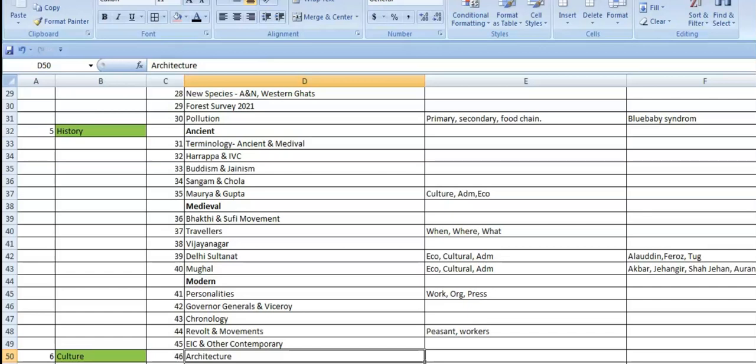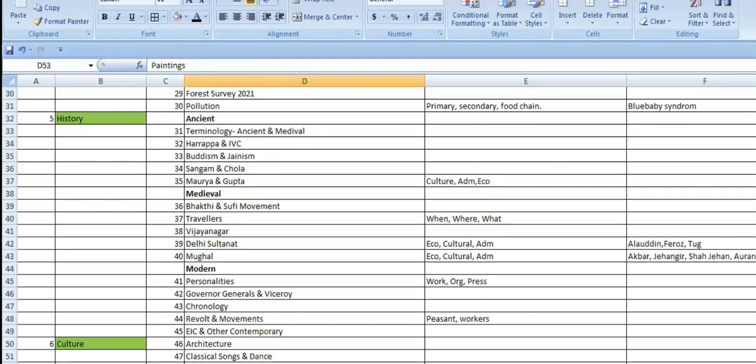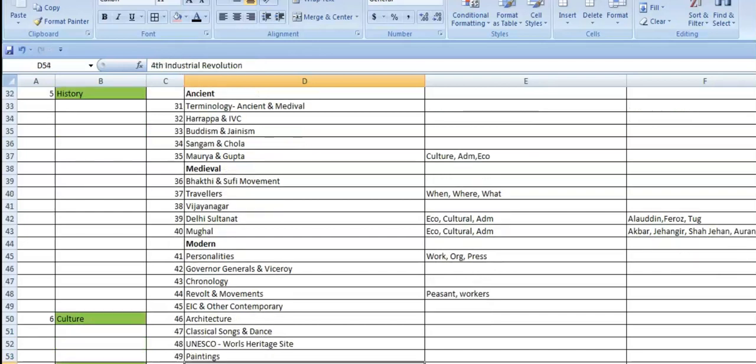Okay, so that is all about that. And classical songs, any dance that emerged. Okay, and then there is culture in World Heritage Site, the UNESCO World Heritage Sites, the paintings, the Ajanta and the Ellora paintings, and what are the significance of them. Okay, that you have to do.